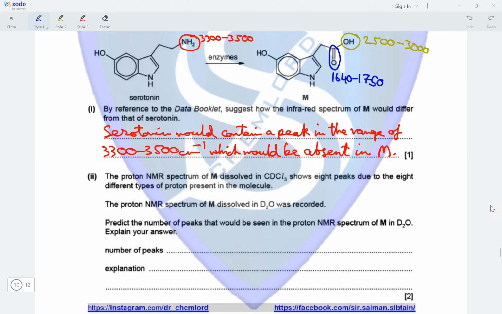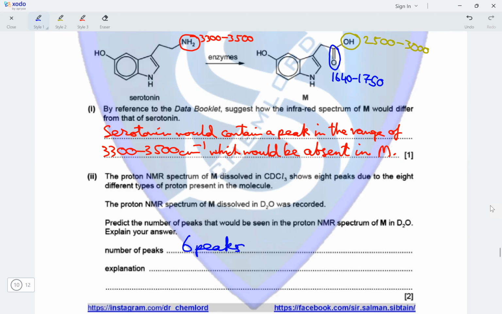So the peak due to the OH attached to the benzene ring, the phenol group, and the peak due to the COOH group would disappear. So if two peaks disappear, we are left with 6 peaks. The number of peaks would be 6 peaks.